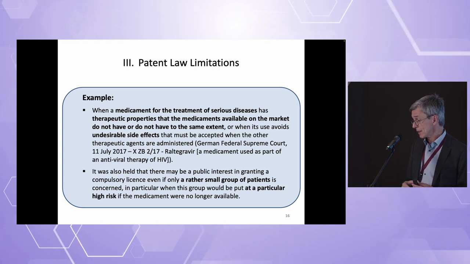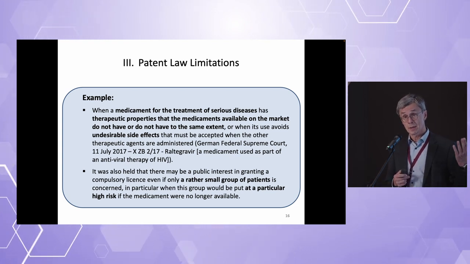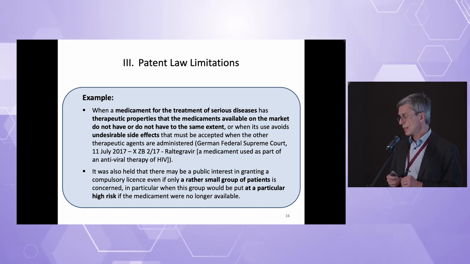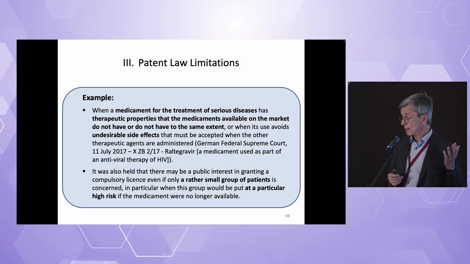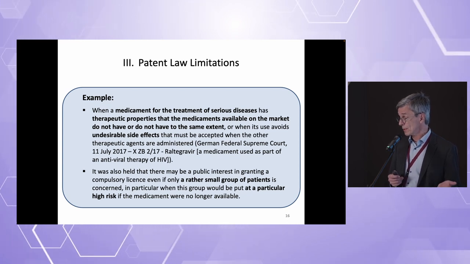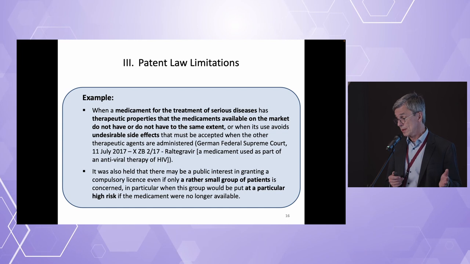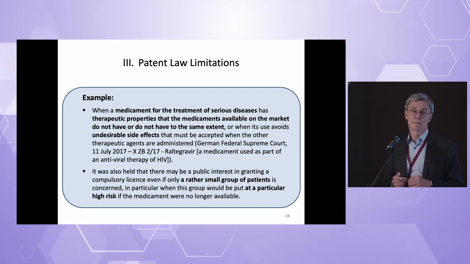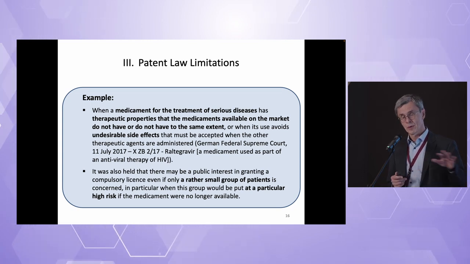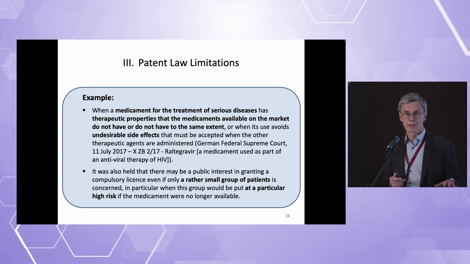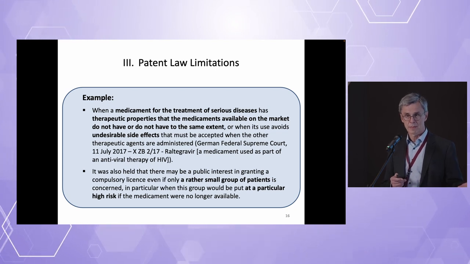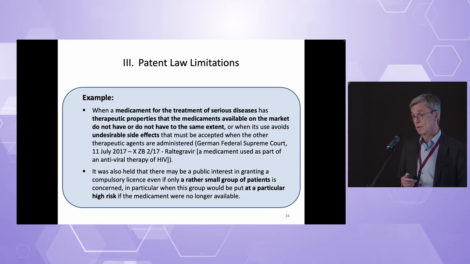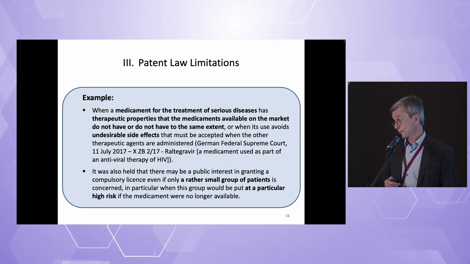And in the case of Raltegravir, such a compulsory license was granted on a provisional basis because it has particular therapeutic properties with regard to certain groups of patients in an antiviral therapy of HIV. Later, the patent was revoked anyway by the European Patent Office, so it never came to a case on the merits in that situation. But this is a famous exception case where a compulsory license has been granted.